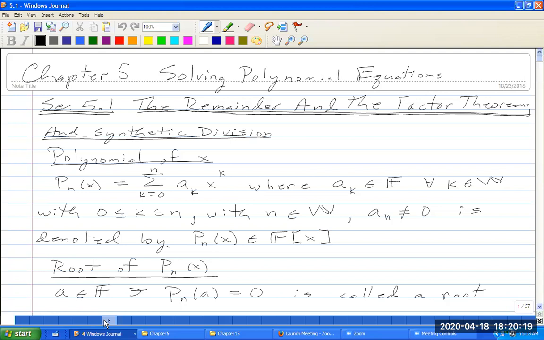Equations on solving polynomial equations. Section 5.1, the remainder and the factor theorem and synthetic division. So first, before I can discuss solving polynomial equations, let me define a polynomial.